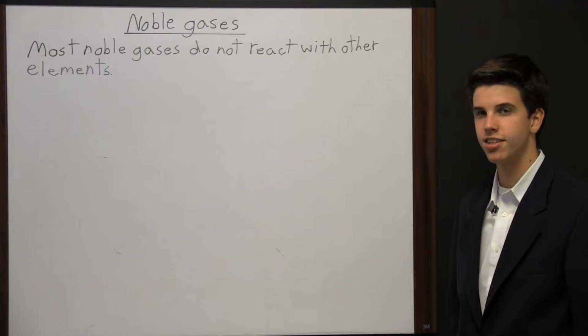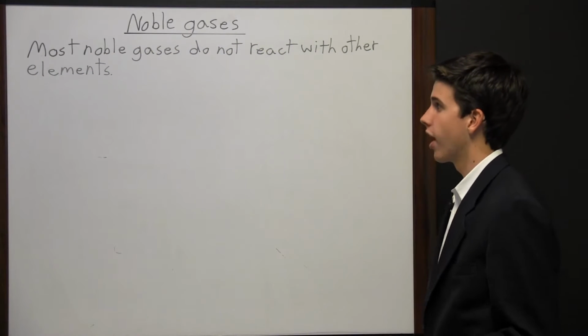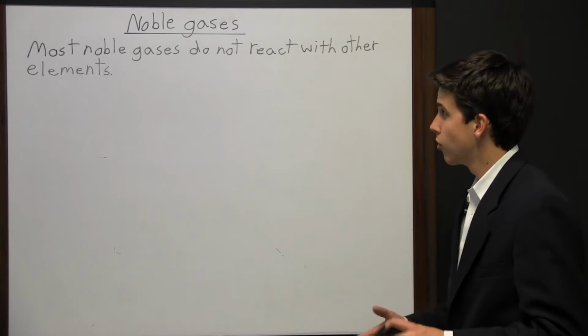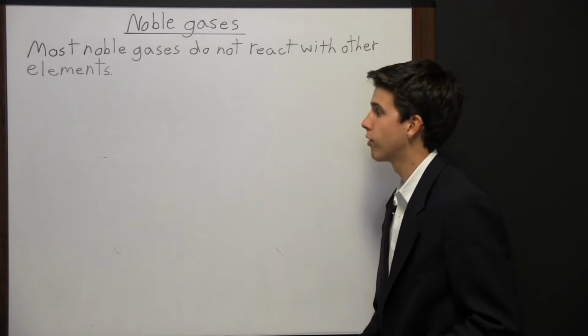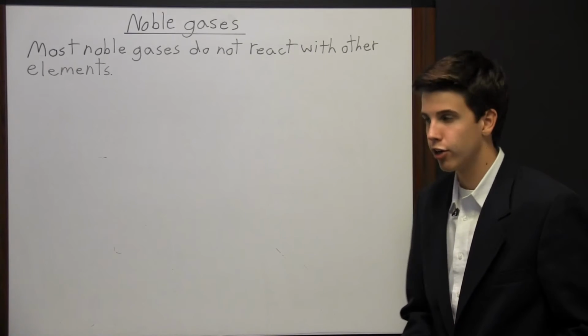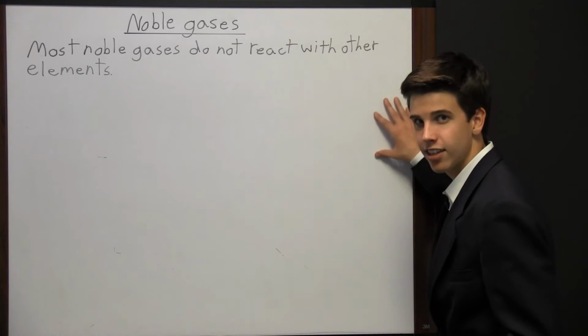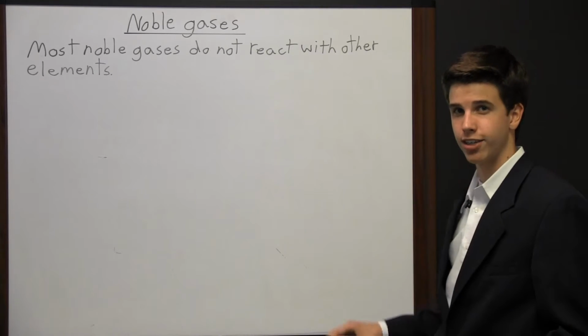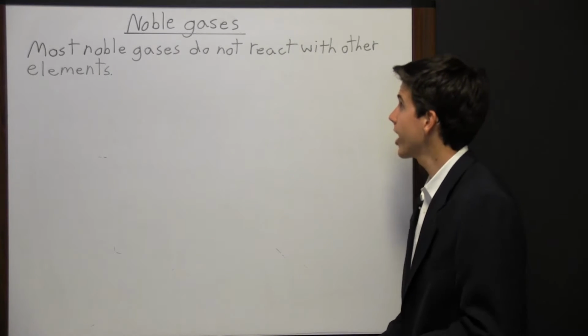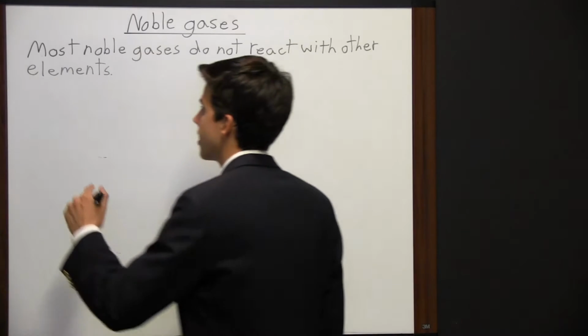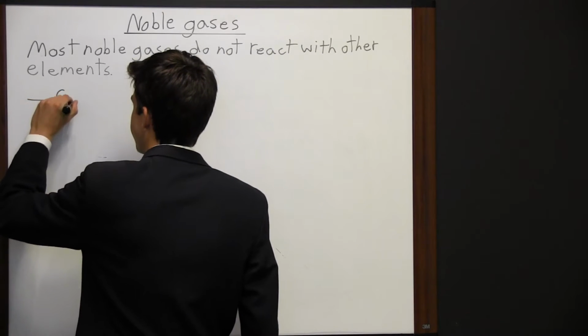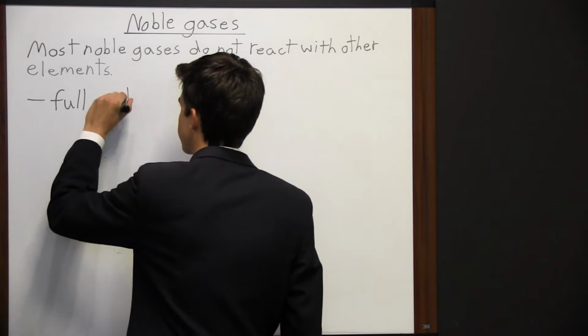Most noble gases do not react with other elements. And so when we talk about noble gases, these come from the 6 elements in group 18, which is in the 18th column of the periodic table all the way to the right. And so these noble gases don't react with other elements, mainly because they have a full octet of valence electrons.